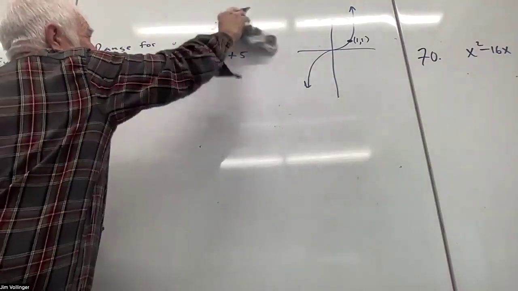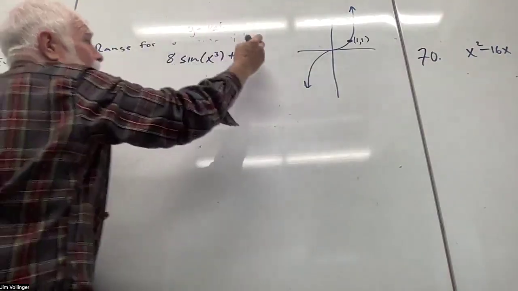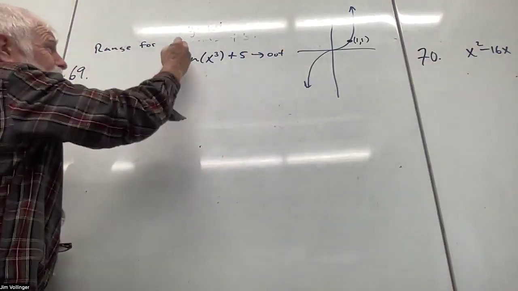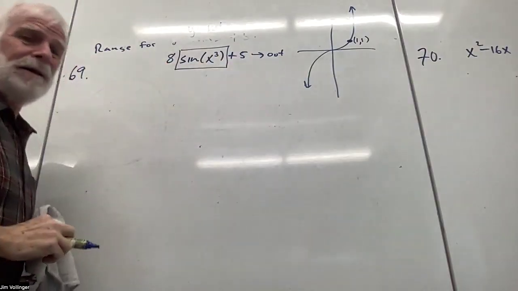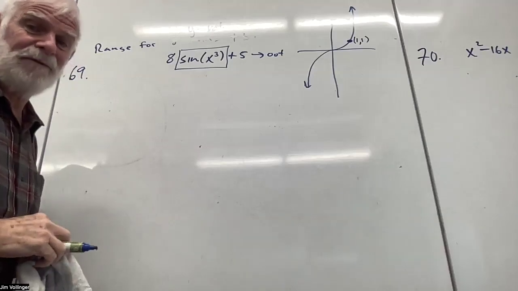So what's the range? Well, now we're talking about y values. Y values, outputs, what comes out of this? Well, I think you have to understand that part. I don't think multiplication by 8 and addition of 5 is a problem. A lot of numbers come out when you multiply them by 8 and add 5.